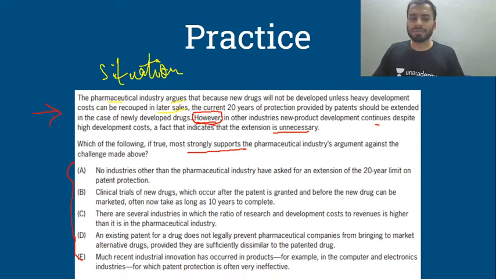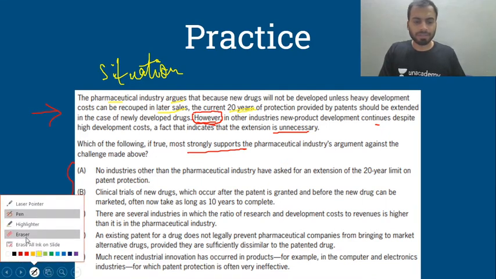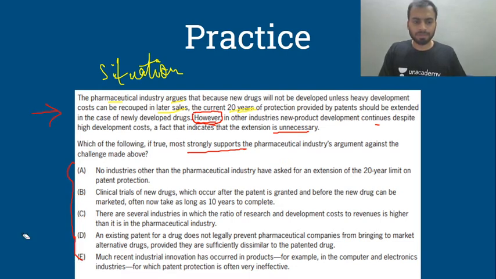We need more time for the patents to be valid, because currently we only get 20 years of protection. That is what the pharmaceutical companies are saying. We need more time. We are not doing very well with the 20 years that you currently give us, right?